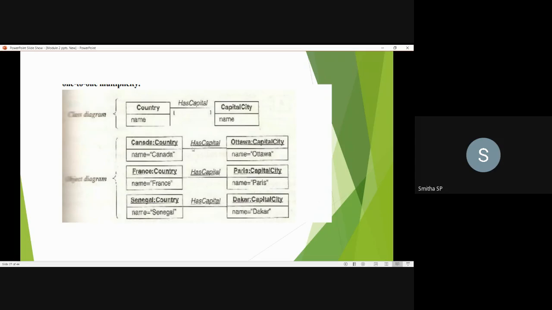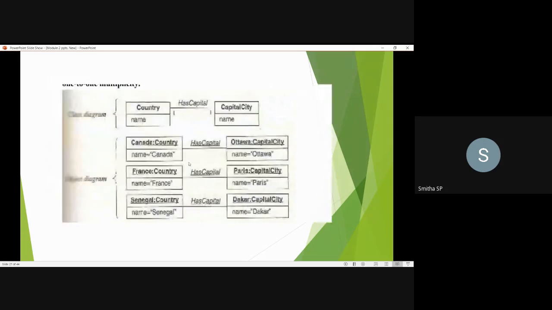So Canada has capital Ottawa. So Ottawa is the capital city for the country Canada. Similarly, France has capital Paris. Then Senegal has capital Dakar. So here it is a one-to-one relation. It means one country can have one city as its capital city. So here one-to-one multiplicity exists. We call it one-to-one multiplicity. So this is what multiplicity means.